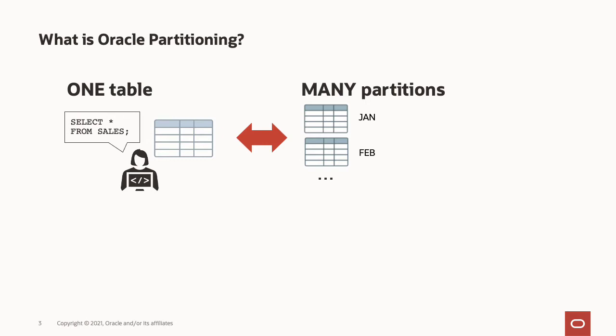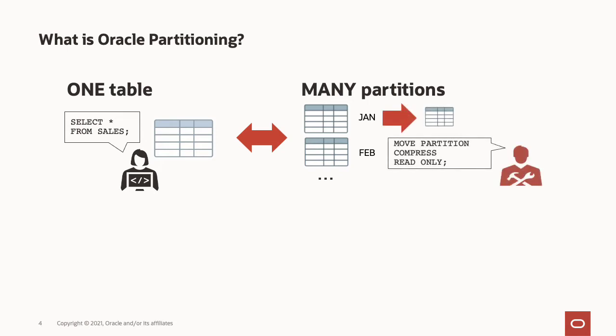As you can see in this example, there is a table sales, one logical object that the application or the user is working with. And under the covers, this logical table is represented as many partitions, each partition containing a subset of the data, representing 1 month of the data.